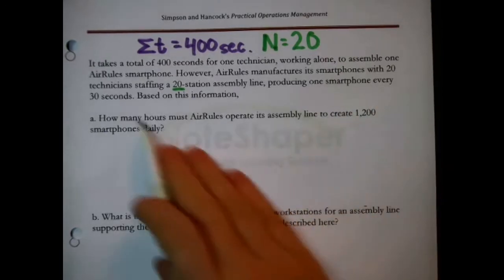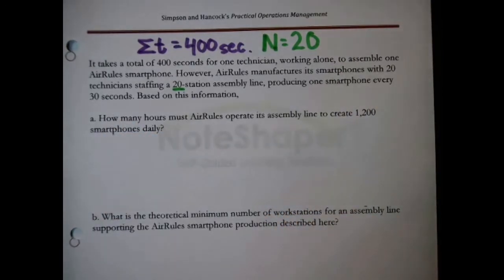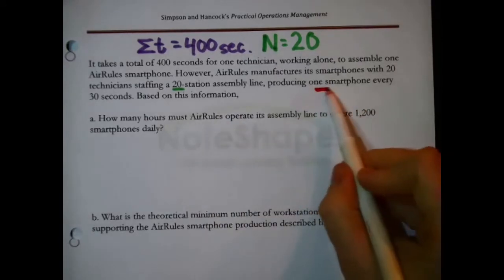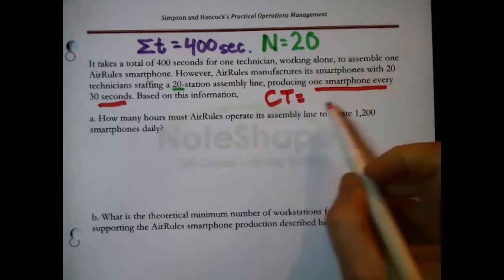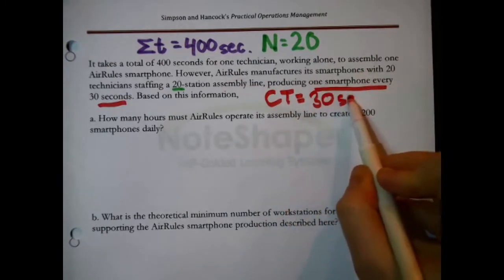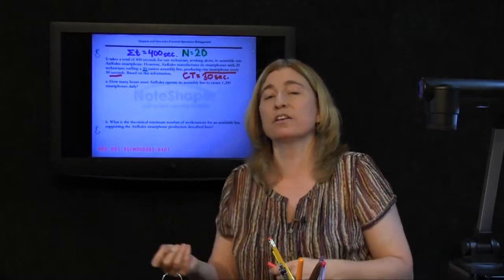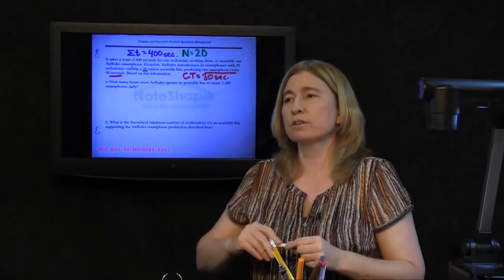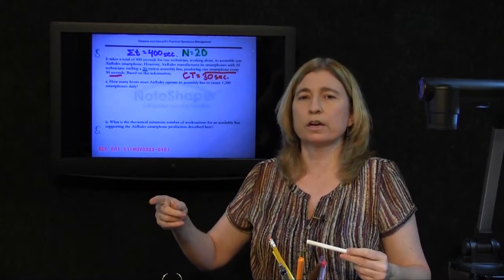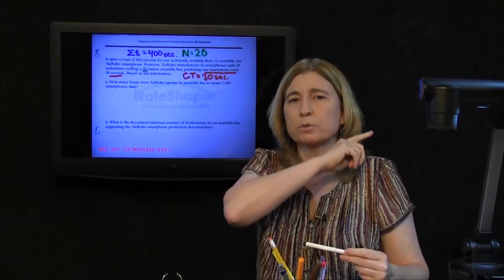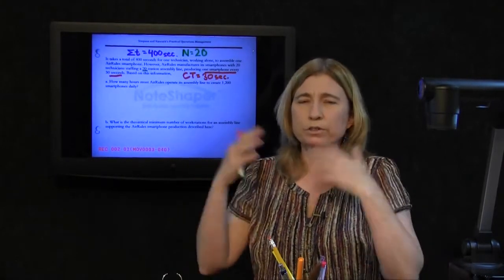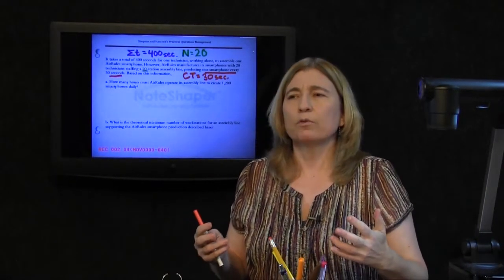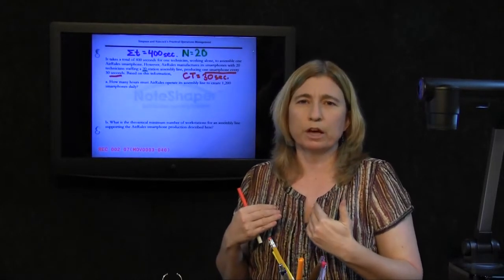Producing one smartphone every 30 seconds. That is another important data point. One smartphone every 30 seconds means this assembly line that's already been designed has a cycle time of 30 seconds, because that is another way to define cycle time. If it is creating one phone every 30 seconds, then everybody on all those 20 stations has a budget of 30 seconds to do whatever it is that was assigned to them. That's the cycle time. Now, if it's already designed and it's already operating, then what is it that we're supposed to do in this line balancing problem?